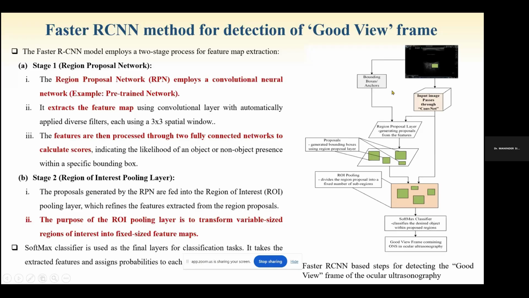So this information comes in as image features and bounding box information, and then we generate some proposals from the features. These generated bounding boxes are of different sizes and aspect ratios, as the Fast R-CNN method says, and these bounding boxes are mapped onto a feature map. Then there is a region proposal layer, where these bounding boxes are generated, and using the extracted features, we refine the coordinates and scores for predicting the likelihood of the optic nerve sheath.